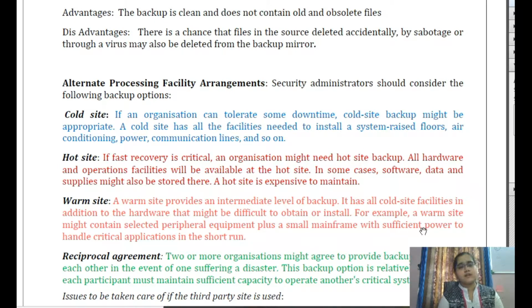It can be an area which the management has taken on rent, or it can be an area which has been prepared by the company in advance, taking into consideration the impact of the disaster. It can be anything. So what are the different varieties in it? First thing is cold site.